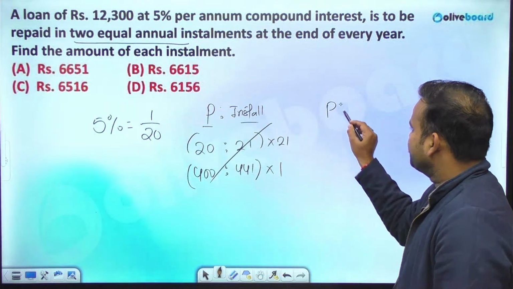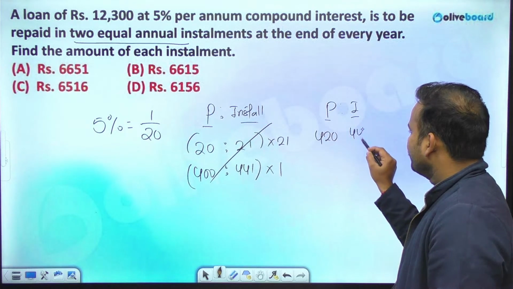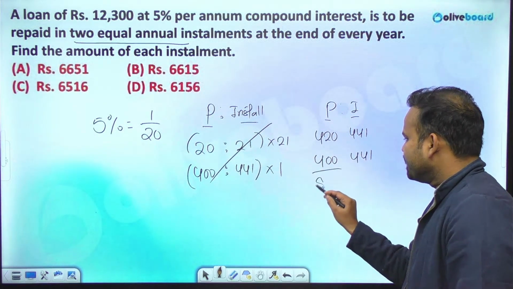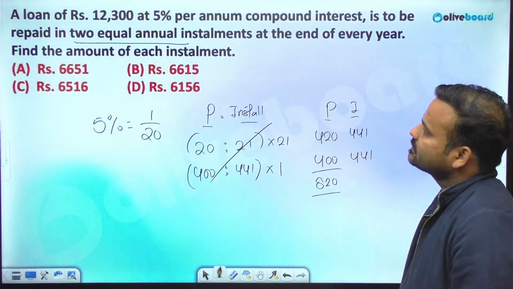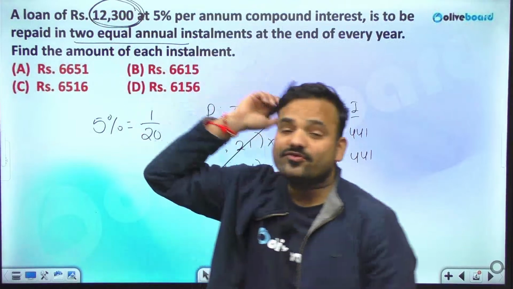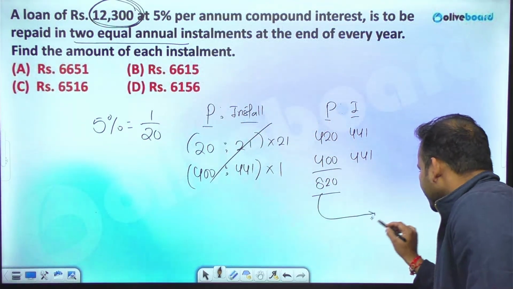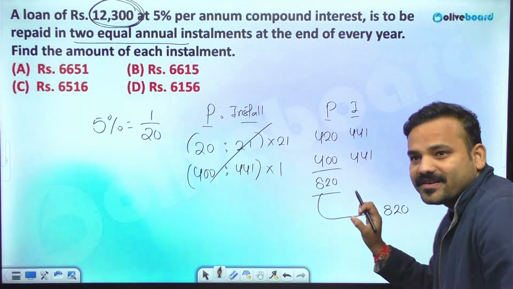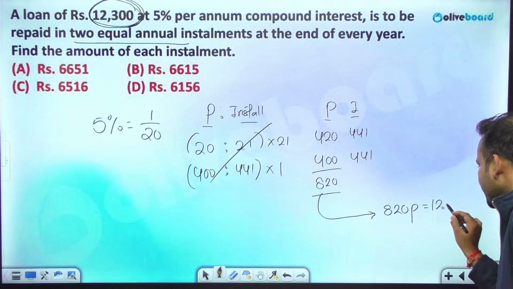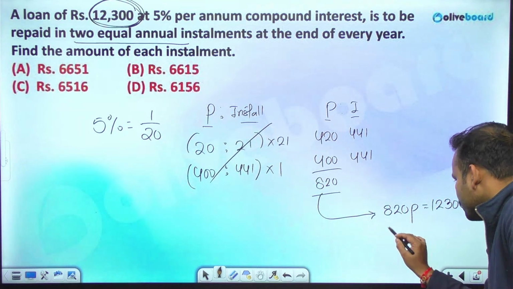So the ratio of principal to that of installment becomes what? 420 and 441, and this is 400 and 441. So this is the principal. A loan of rupees 12,300, that means this is not each installment. In the previous question, each installment was given. So that means this particular value 820 is the loan, the proper sum which I had borrowed. It is represented as 12,300. So what should be the value of each installment? The value of each installment will be 441.